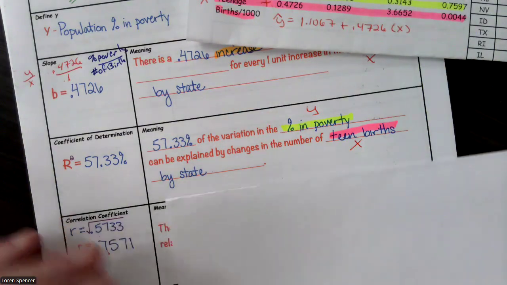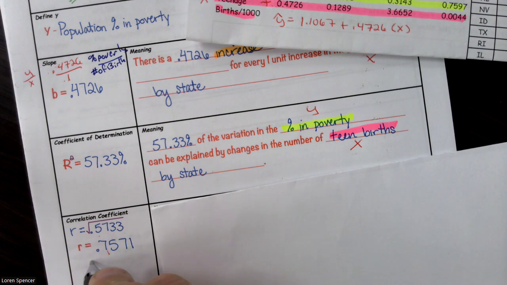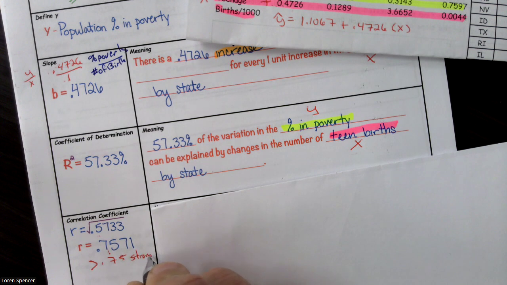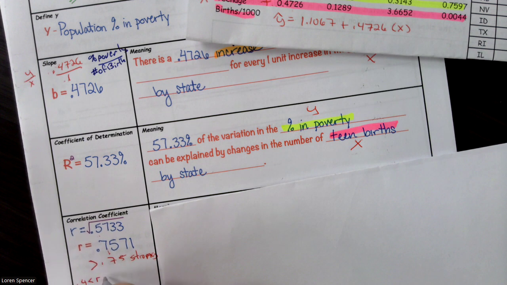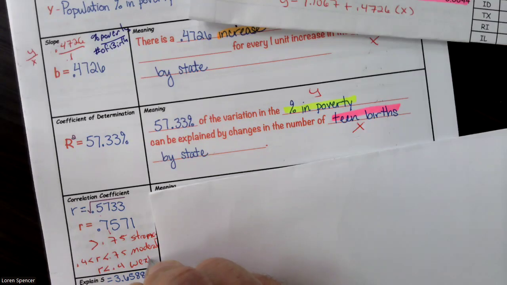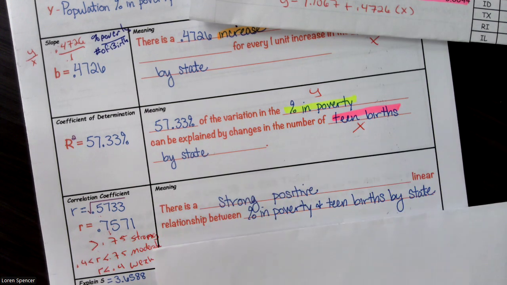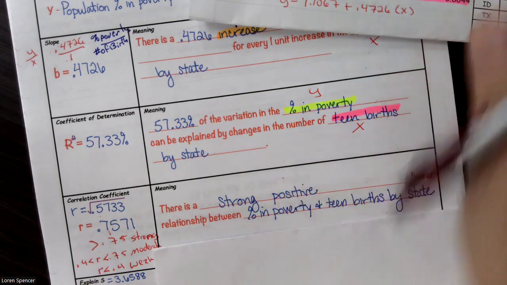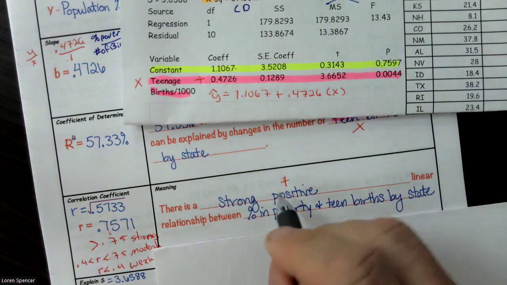Now we need to remember, if R is greater than 0.75, it's strong. If it's between 0.4 and 0.75, it's moderate. If R is less than 0.4, it's weak. Well, in our case, we're greater than 0.75, not by a whole lot, so we're strong. There was a strong, and what was my slope? Oh, positive. If it had been negative, we would have said negative.